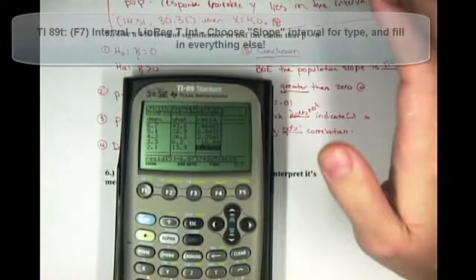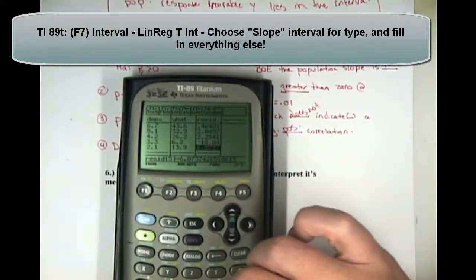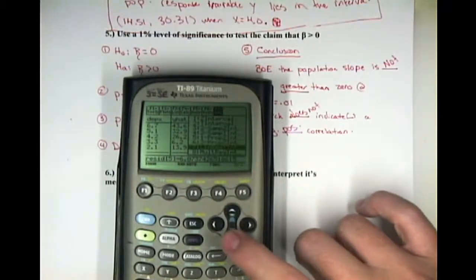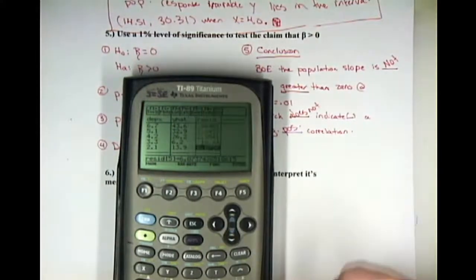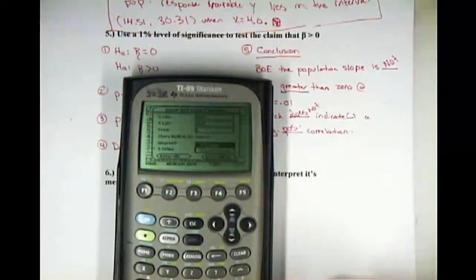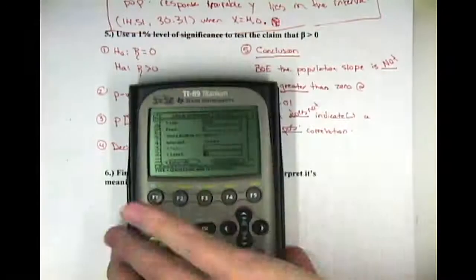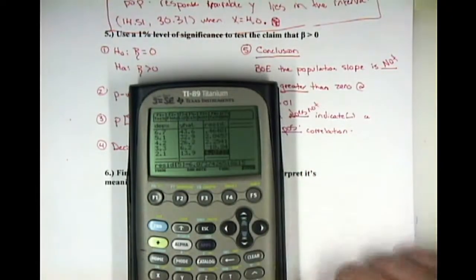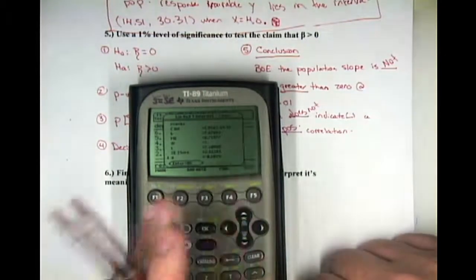So if you've got the interval located, bring it up and practice with that. You 89 Titaniums, do this with me here. We're going to go to F7. We're going to go back down to linreg t-int, which is number 7. And instead of response, we're now going to pick slope. Sea level, what are we doing? 95. We're ready to hit enter. It's going to calculate for you, and then it'll bring up the interval right there. It says cint at the top.